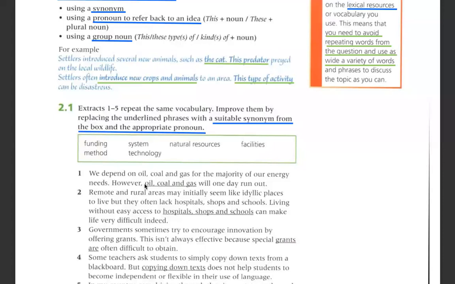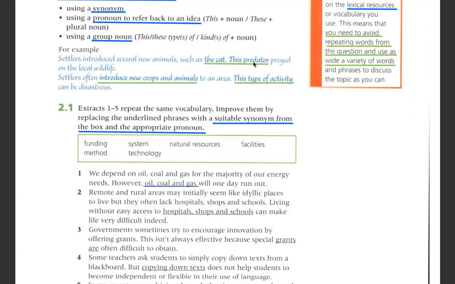Look at the words that are underlined. First decide what synonym you need, and then decide what pronoun we can add. Okay, have a look at number 1. I want you to type the synonym and the pronoun that we can use in the chat box. The pronouns that we're looking for are this or these with the noun.